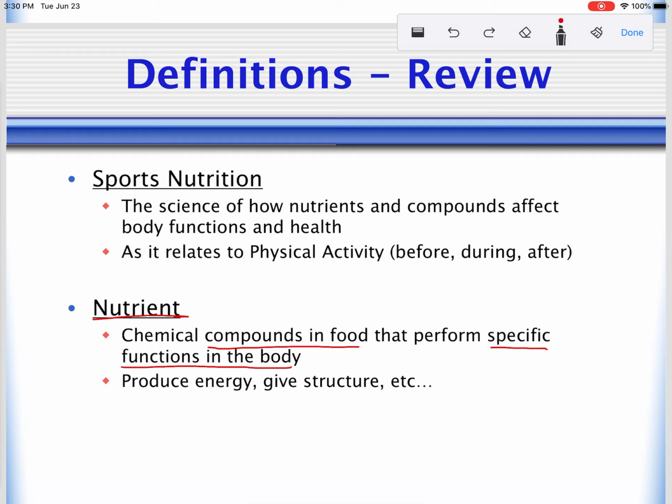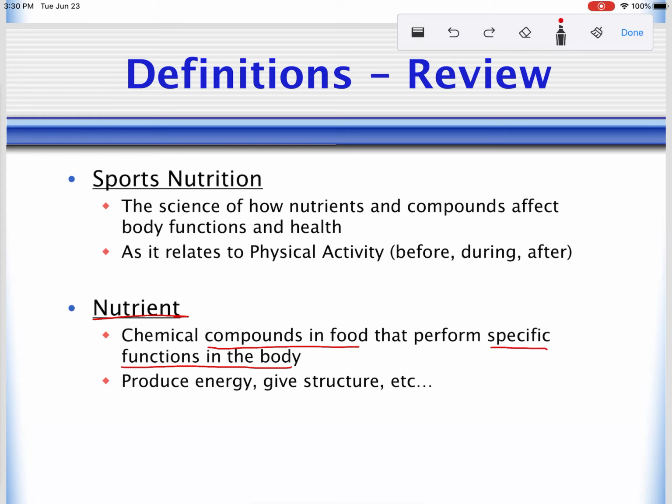For example, carbohydrates, that's a nutrient. When we ingest carbohydrates, they have a specific function in our body. It just so happens that carbohydrates help give our cells energy. Protein, that's a nutrient. When we ingest protein, it serves a function to repair and rebuild our muscles.